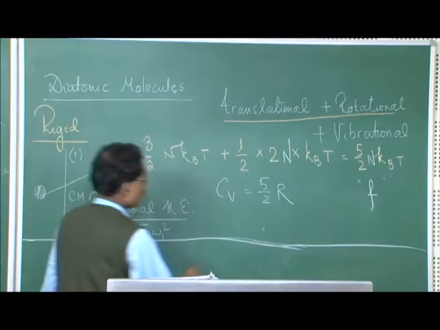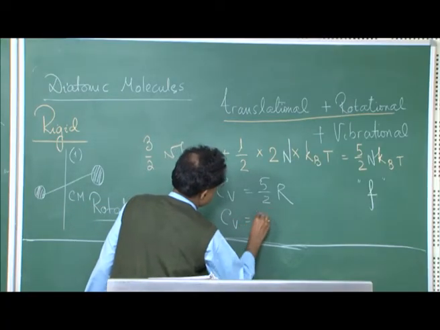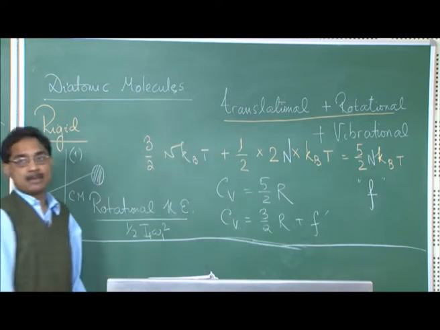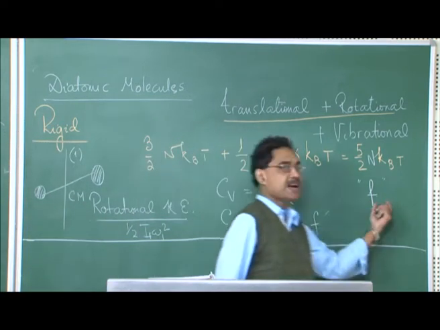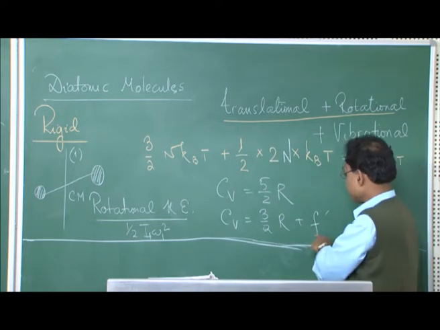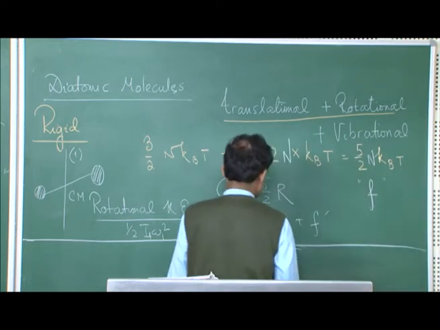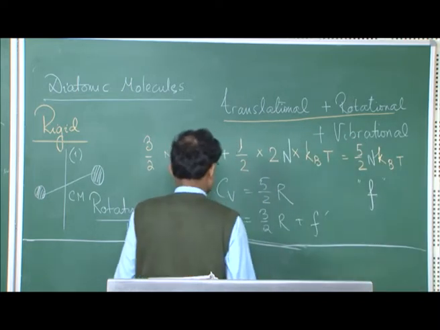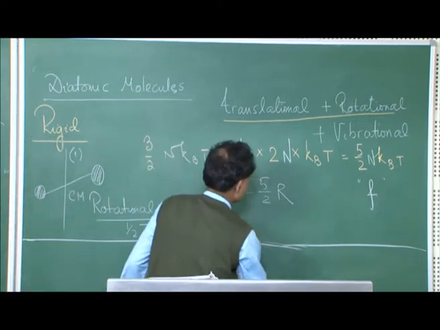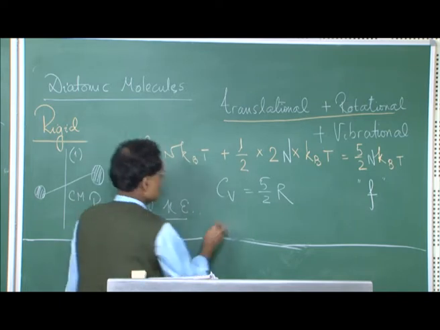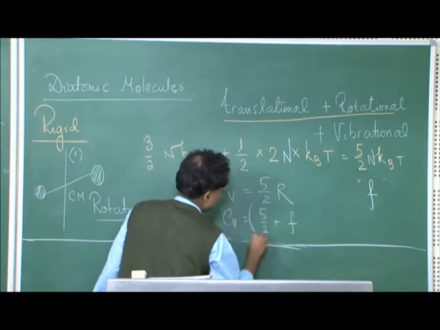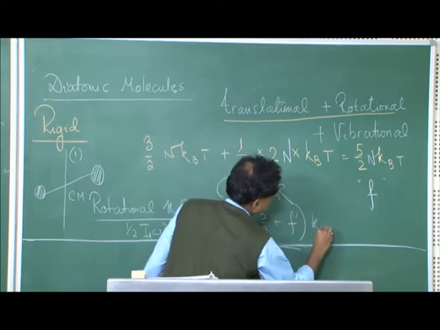To be precise, one can write Cv is equal to 3/2 R plus F prime. What is the difference between F and F prime? F has 2, both Q and P. Okay? F prime, if I add it with this, let me correct this part of it, I was getting Cv is equal to 5/2 plus F prime kT.